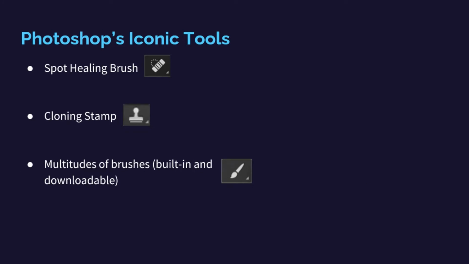Photoshop has some iconic tools that most people associate with it off the top of their head. The spot healing brush, which removes blemishes within photos. Maybe you want to get rid of a cloud in the sky or something that's popping out of somebody's head. You can use the spot healing brush to do that. The cloning stamp is also popular. You can take a selected part of the image, clone it, and then drag it across so you can duplicate items. And then for your more digital art side, there's built-in brushes. You can also download a whole bunch of user-made brushes that will help you with your art.